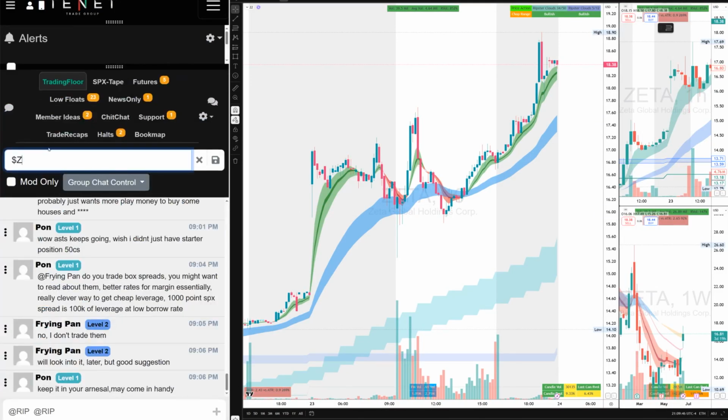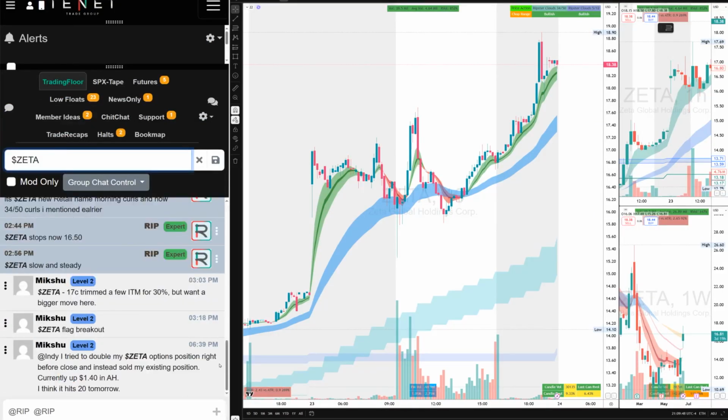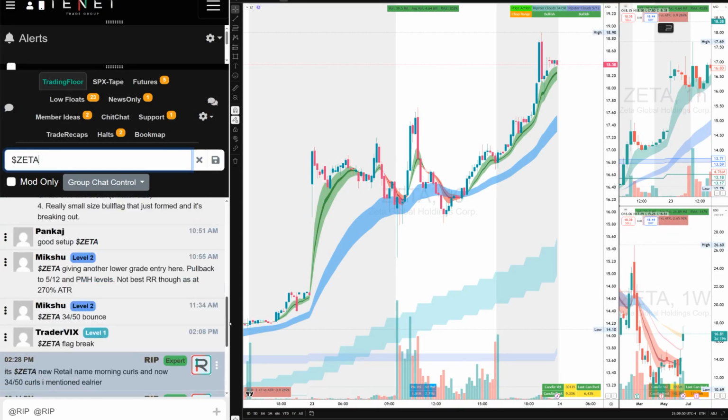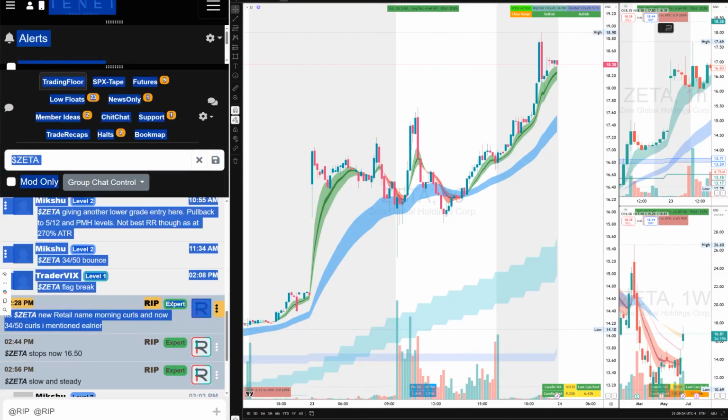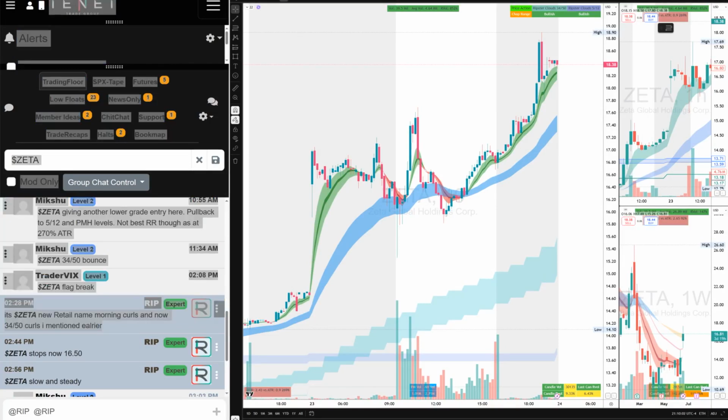I think I mentioned the curls on the trading floor as well. So we had ZETA, yeah. Let's look here. Yeah, 3045 calls. So those are 3045 calls. Stops were 1650, and it did give you a little 50 cents move there. So that was ZETA.